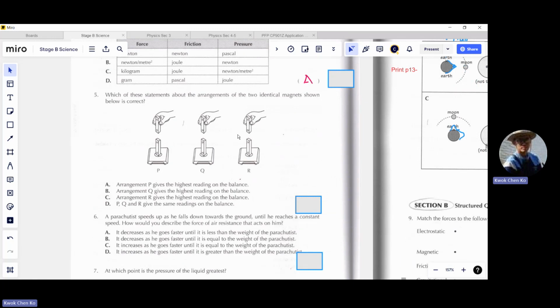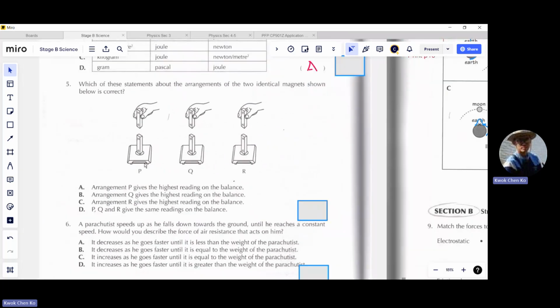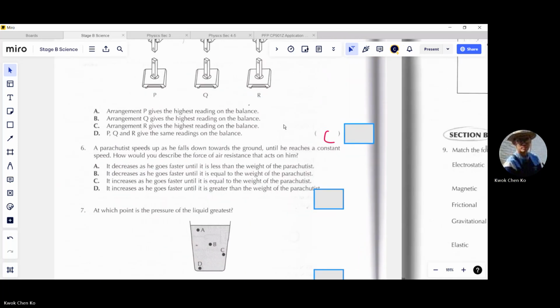Okay, two identical magnets. Which arrangement gives the highest reading on the balance? I'm reading the question. Oh, you mean you haven't done it? No. Okay, I should ask me then. That question, it's okay. I trust you. Primary school question, by the way. You made it correct.